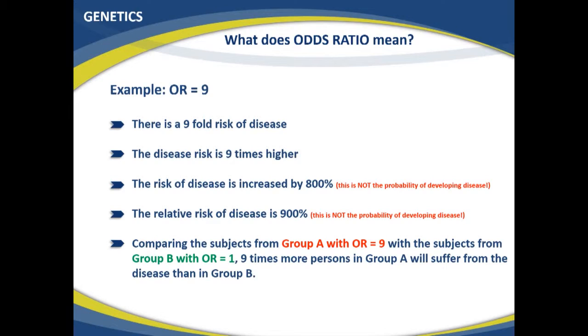And this is actually my favorite. Comparing subjects from group A with an odds ratio of 9, so if you have people with an odds ratio of 9, and you compare them with people who have an odds ratio of 1, and you have 1,000 people in each of them, this group is going to have 9 times more cases of developing the disease than this group. So this is what an odds ratio means. And this information, odds ratio, is always relative compared to something. So this group has a 9 times higher risk of disease compared to the group with the other genes. Yeah?